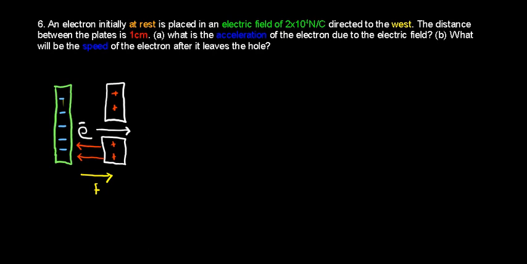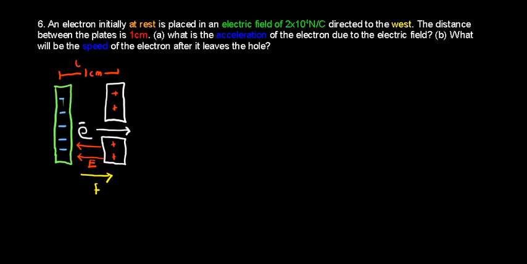Okay. Now let's look at A. And here the distance, sorry, let's take the distance here. The distance is what? 1 cm. So 1 cm is equal to 1 divided by 100. So we have 0.01. So here will be 0.01 meter.